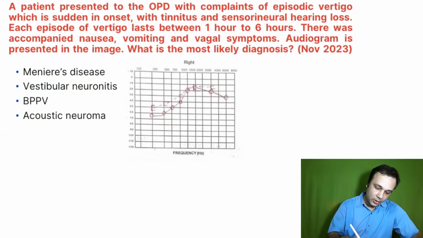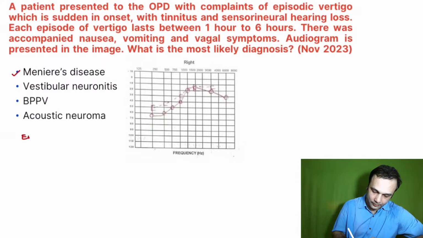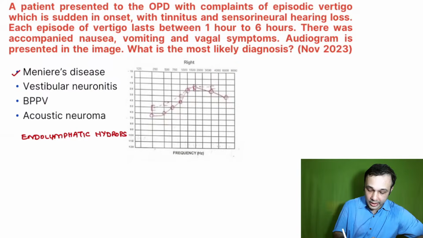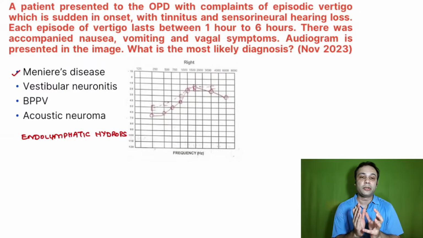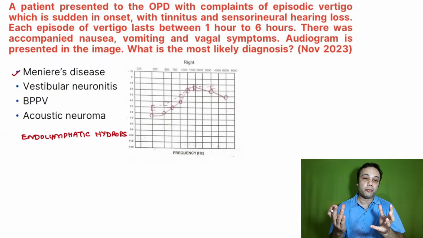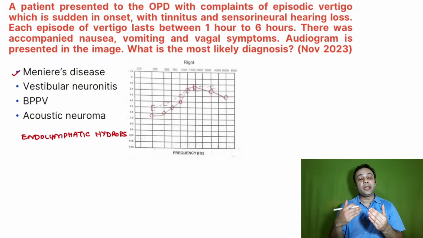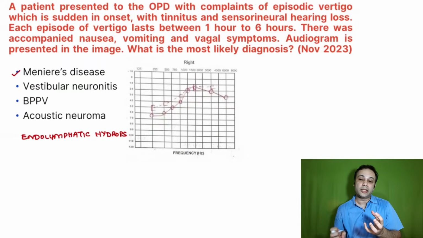So when you talk about Meniere's disease, what are you looking at? It is also known as endolymphatic hydrops. So what happens in this particular scenario? There is accumulation of endolymph. So you remember the word endolymphatic hydrops, hydrops of the endolymph. There is accumulation of the endolymph either due to increased production or decreased absorption.